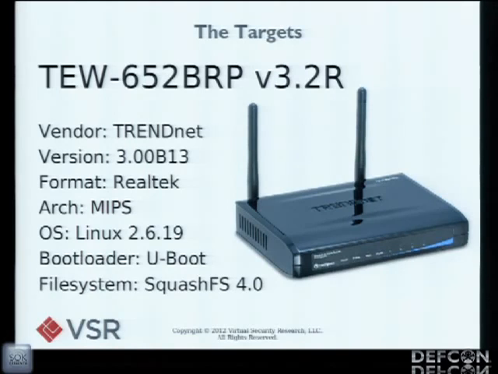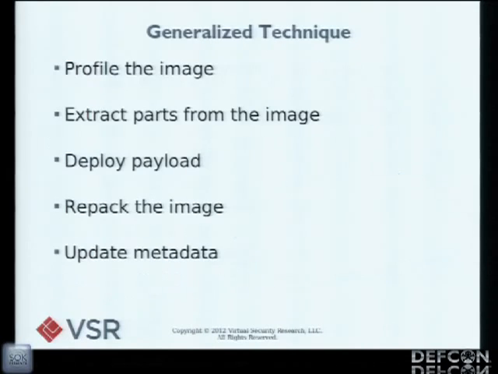And as well as the TrendNet TW652BRP version 3.2R. This uses the proprietary Realtek firmware format. Again, MIPS, using a newer version of Linux 2.6, but I believe this one came out in 2006. It's still pretty old. For a bootloader, it doesn't use CFE, but instead it uses the DOS U-boot bootloader, and it uses a newer version of SquashFS. So basically, what's the generalized technique that I came up with?